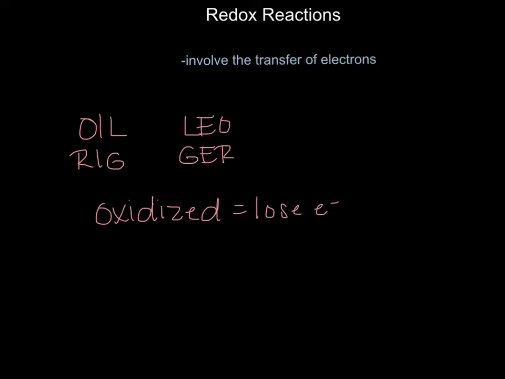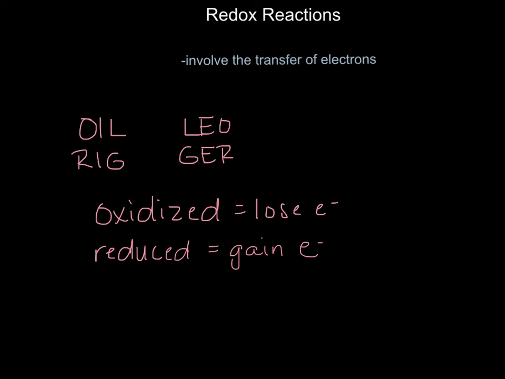The species that is reduced, so in our OIL RIG, reduced is gained, because the species that's reduced is going to gain electrons. And we can also remember that with LEO says GER, with LEO being lose electrons oxidized, gain electrons reduced for the GER. So there are two easy ways that we can remember the transfer of electrons in our oxidized species and our reduced species.